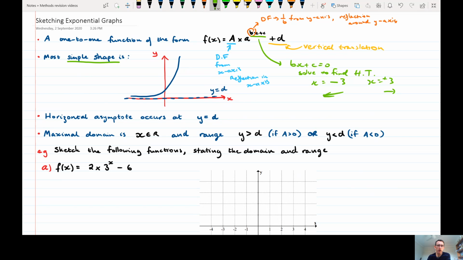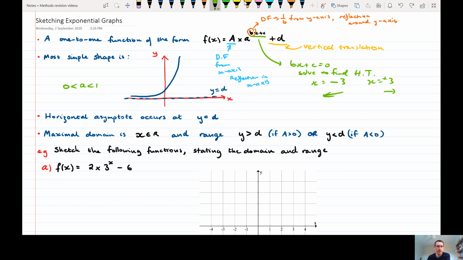Remember, if we're doing 2 to the power of, it means we're doubling every single time, and so forth. It all depends on what the base is, how fast it goes. So the bigger the base, the steeper it climbs. The smaller the base, the shallower it is. If the base is between 0 and 1, though, it'll go the other way.